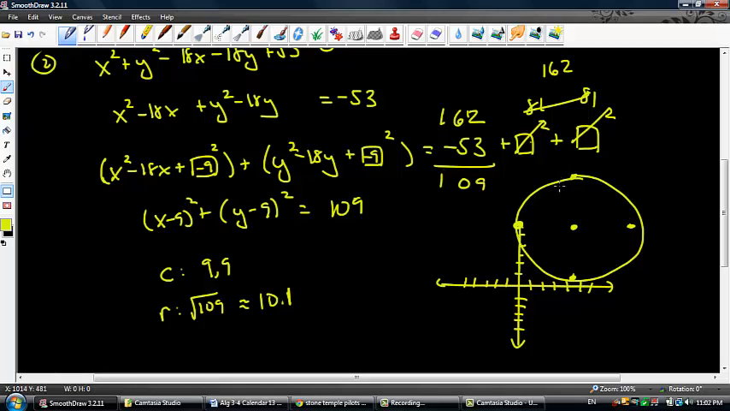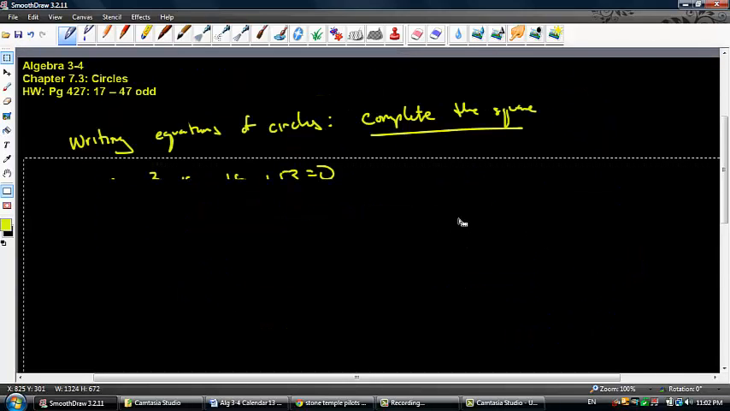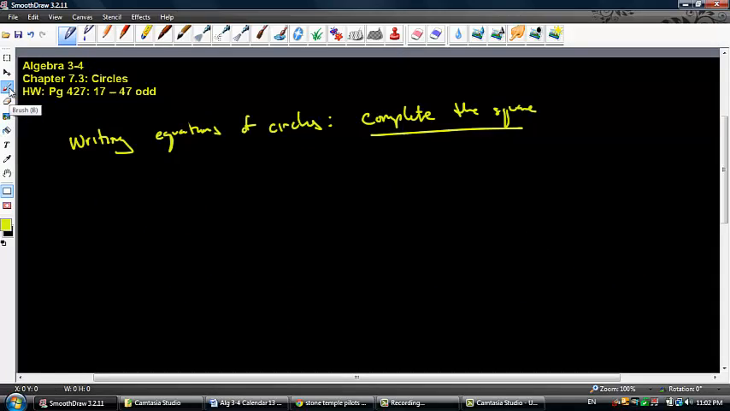All right. Let's do one more completing the square with two of them, and then we'll move on to something really fun. More fun than watching Troll 2, actually. That's not true.